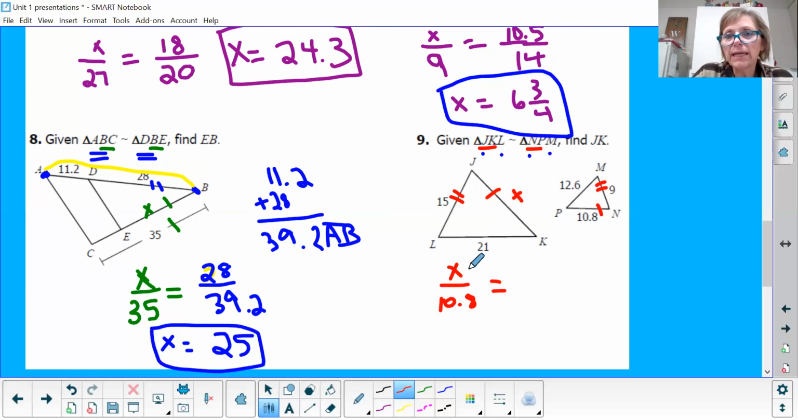Equals 15, because again, if X is on the top, its counterpart on that same picture has to go on the top. 15 over 9. Cross multiply and divide, and you get 18.